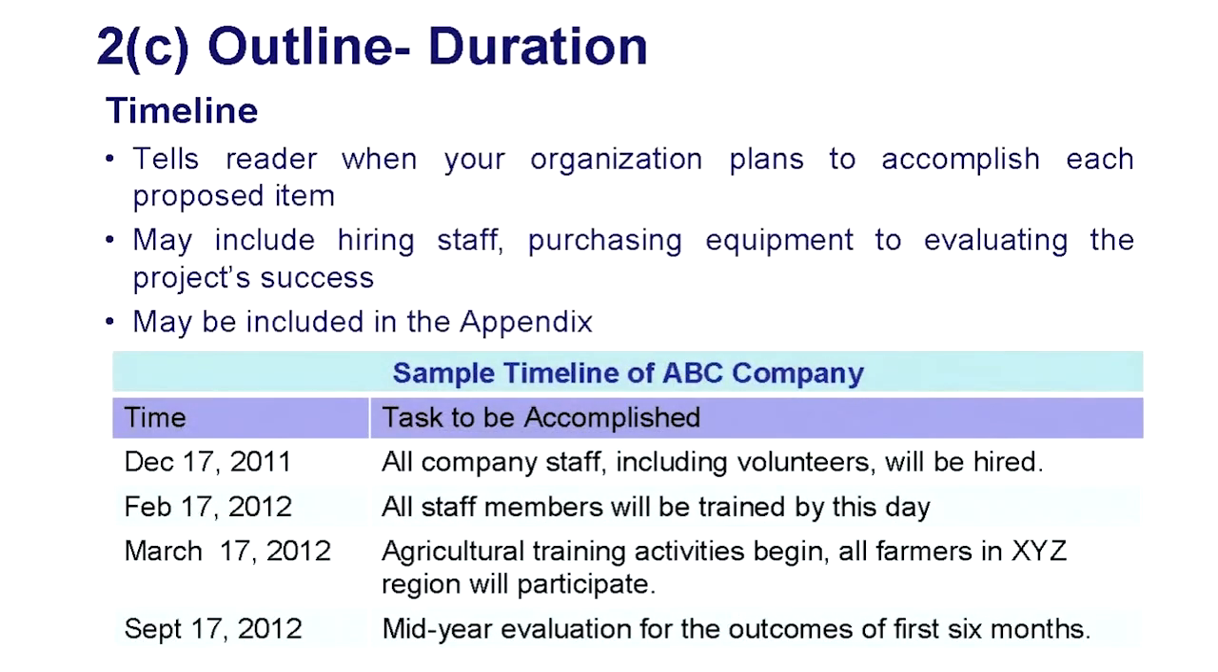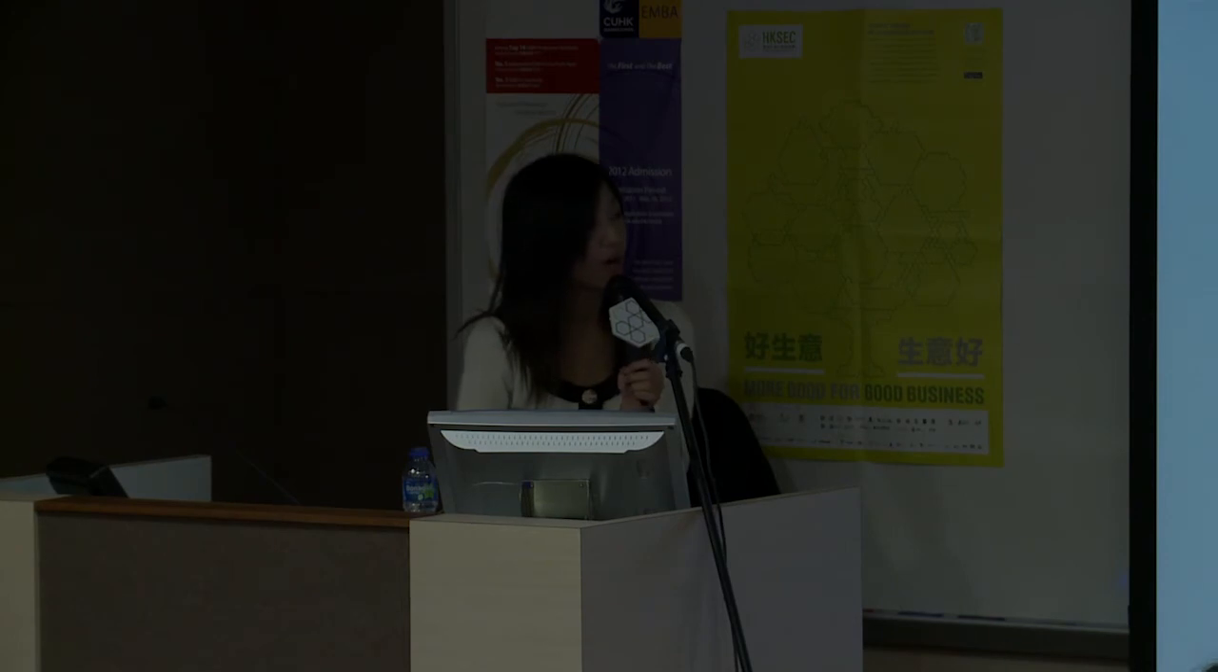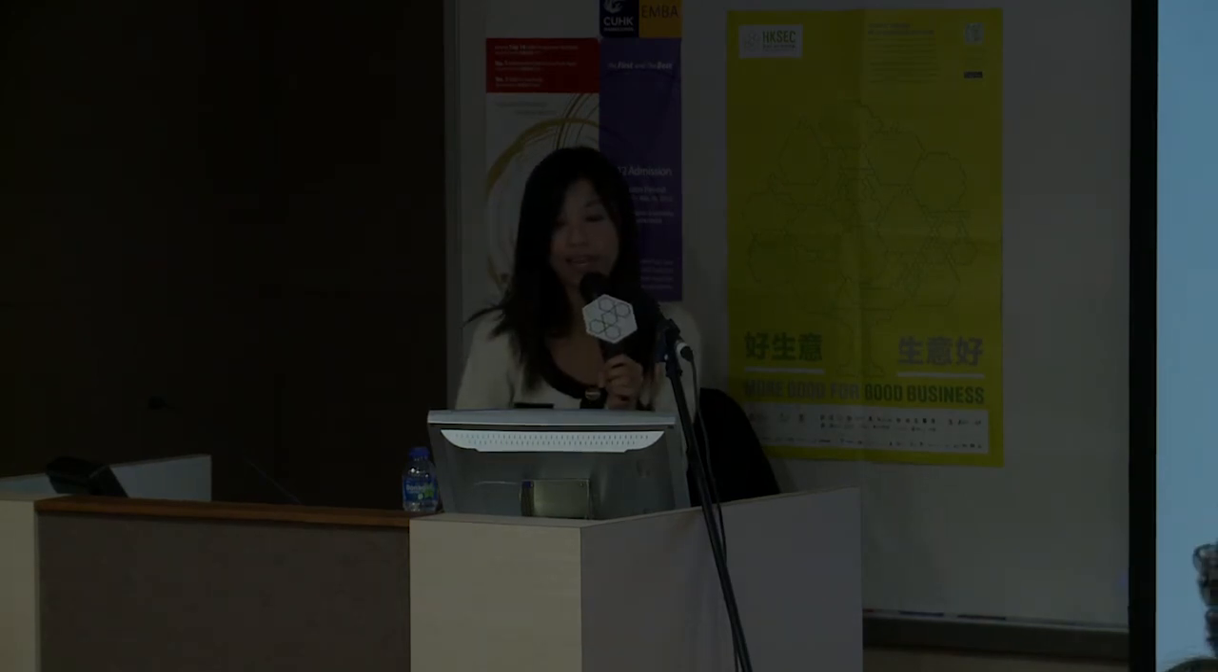Duration, timeline. Another thing that one should include is a timeline of accomplishments. The first part, organization plans, okay? How do you start up the business? You need the plans as well. So, when do you start the recruitment? They recruit on a date and then the training. So, indicate this. This may be included in the appendix as well.